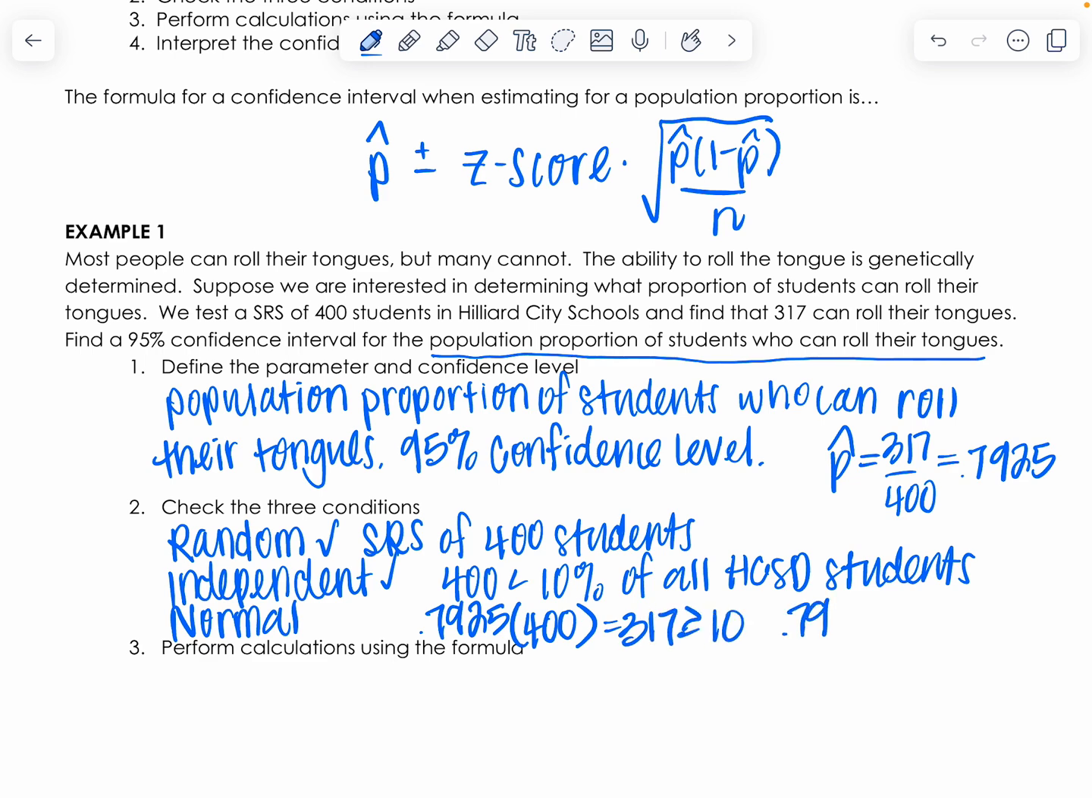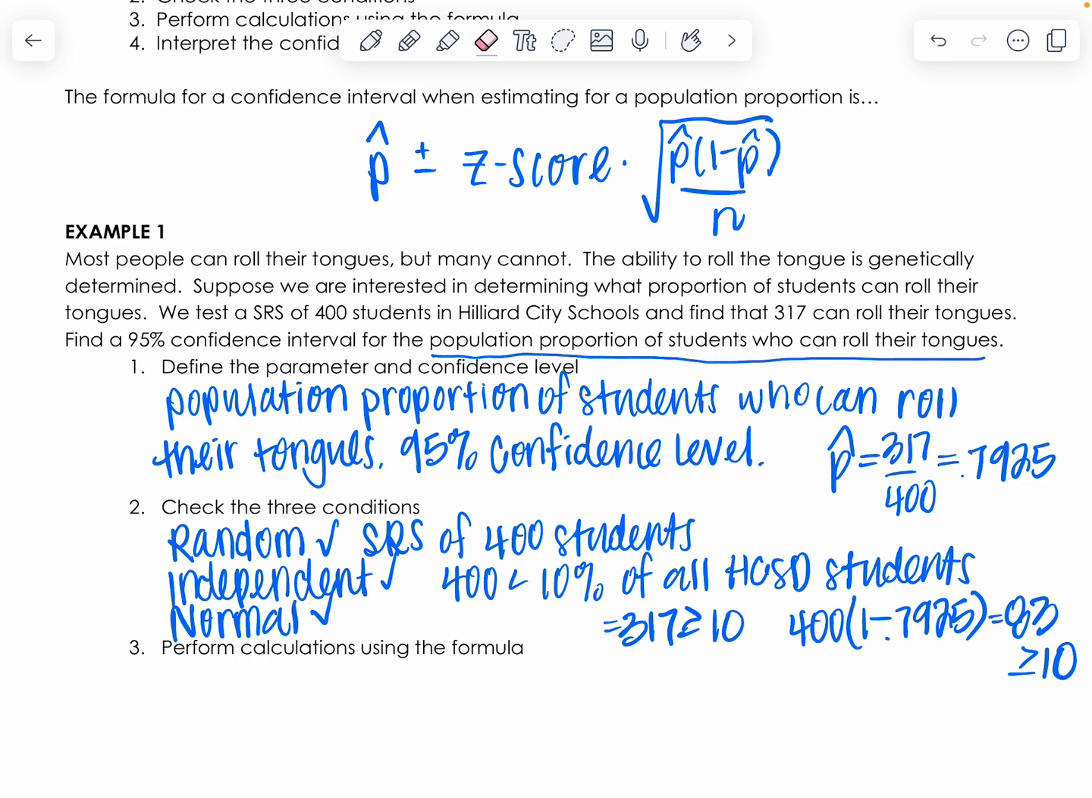And so then 0.7925 times 1, oh no, I'm sorry, you guys. It's n times p, so we should have done 400 times that percent. And n, 400 times 1 minus 0.7925 is 83. Both are greater than or equal to 10, so yes, it's normal. So here, if we want to correct this, it should say n times p, so 400 times 0.7925.